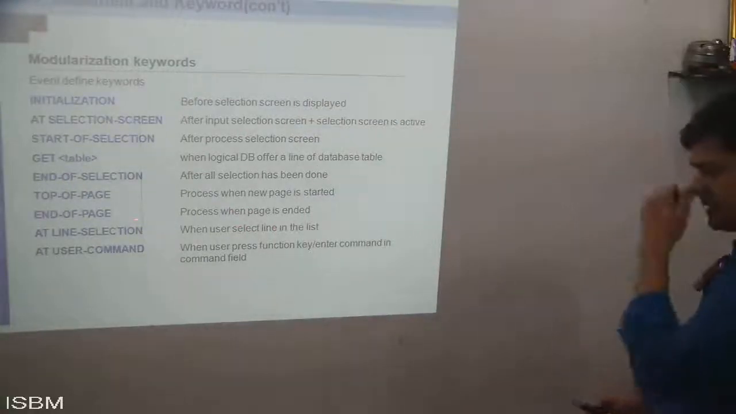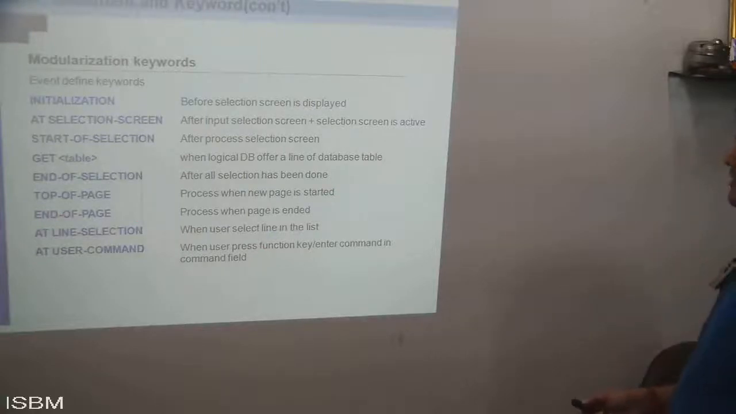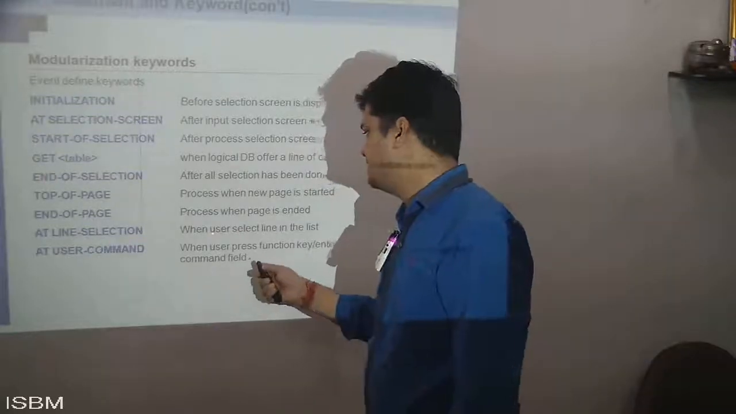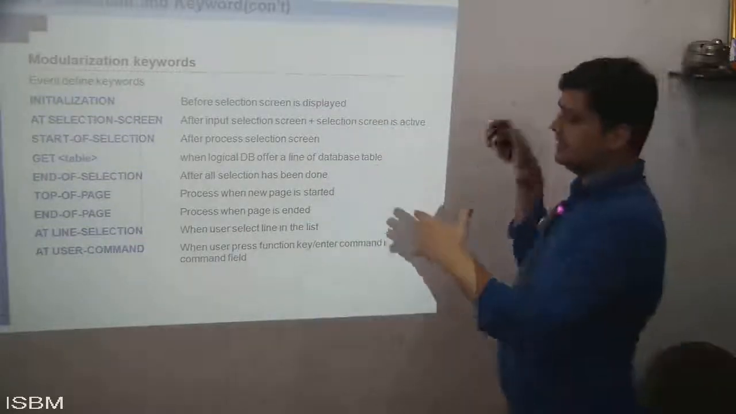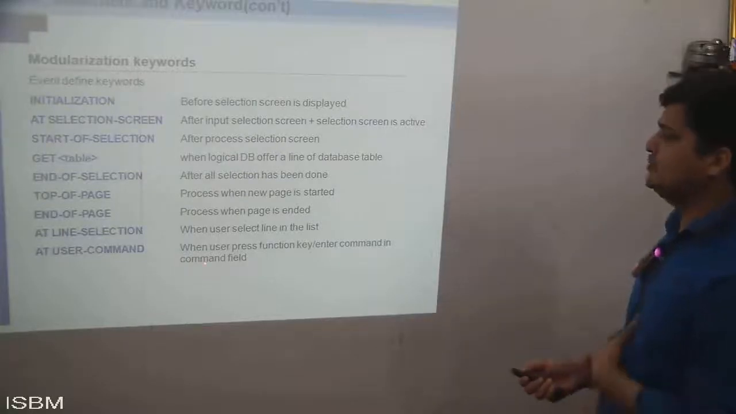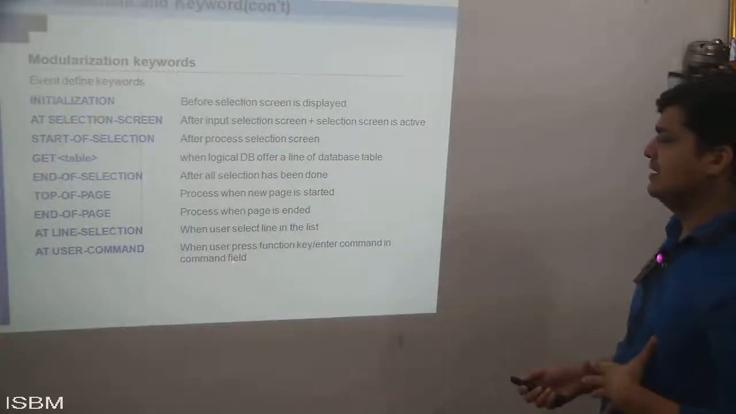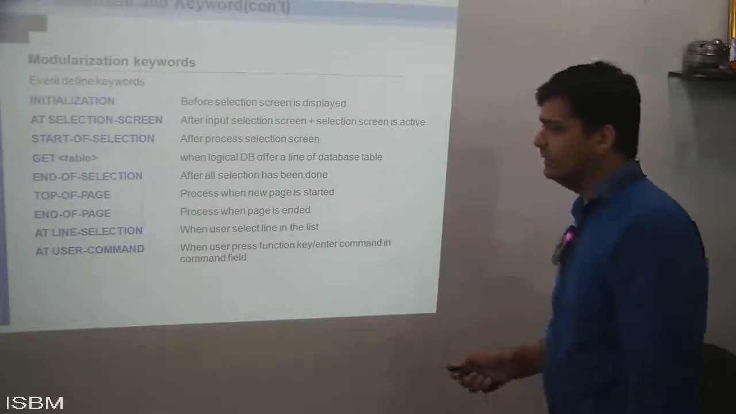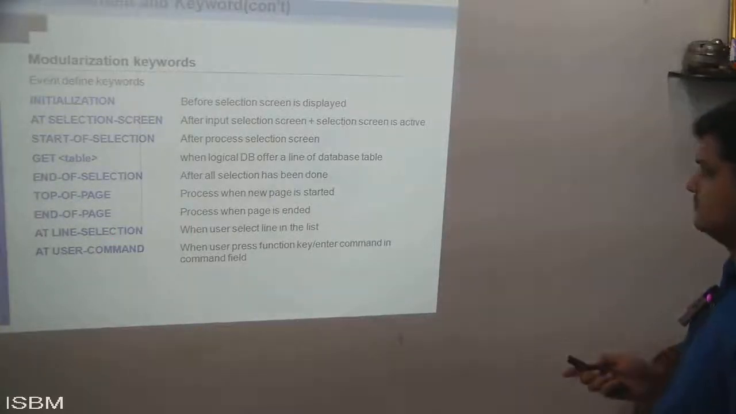Then we have at line selection. At line selection triggers when the user selects a line in the list. Then at user command triggers when the user presses a function key or enter command. When the user presses any key, this will be triggered.